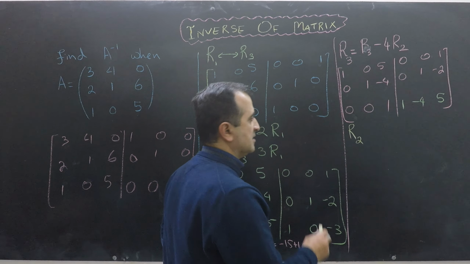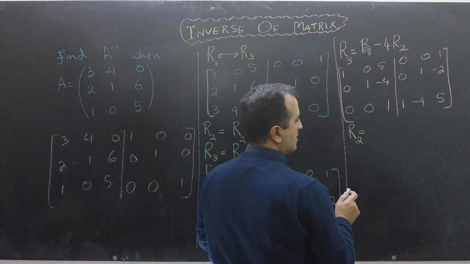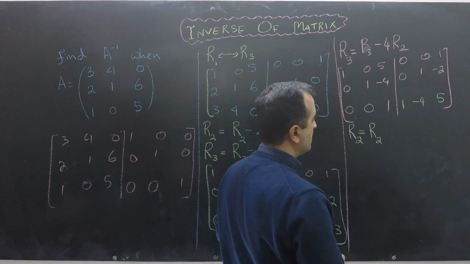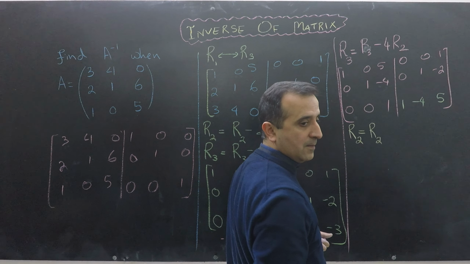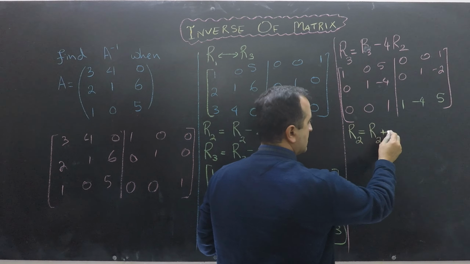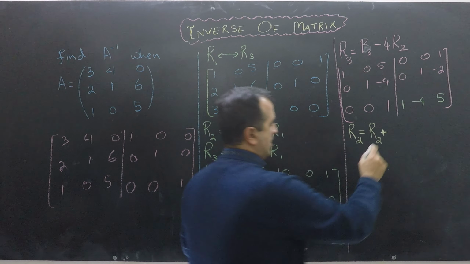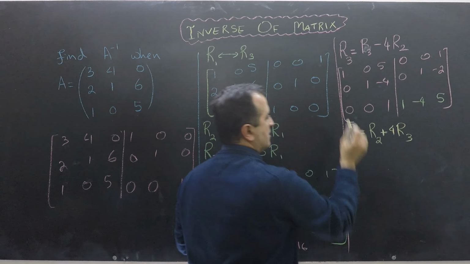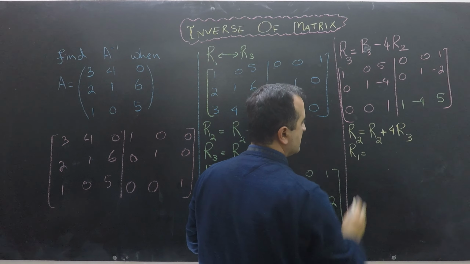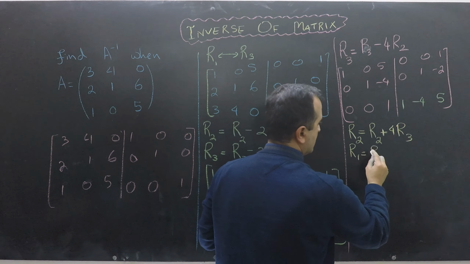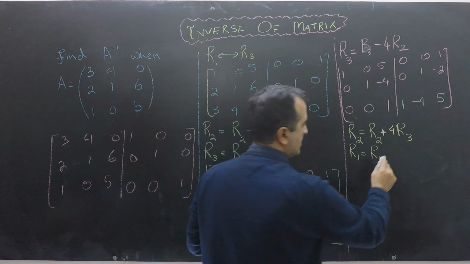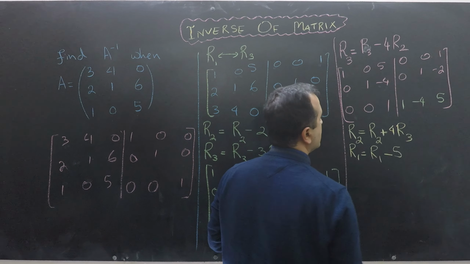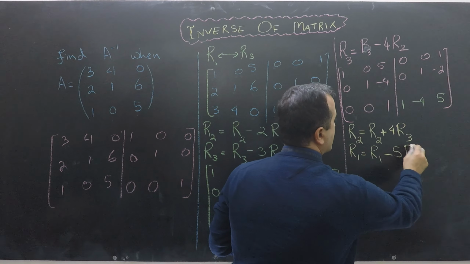Now write me those two operations. R2 is going to be R2 minus, it already has a minus sign, so plus plus 4 R3. Very good, 4 R3. And for this one, R1 is going to be R1 minus 5 R3.